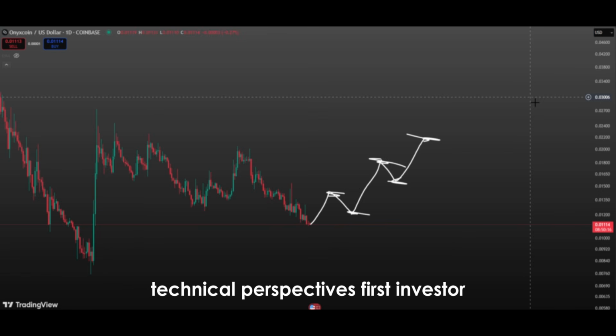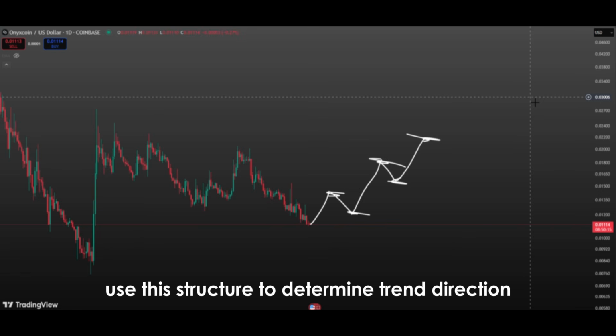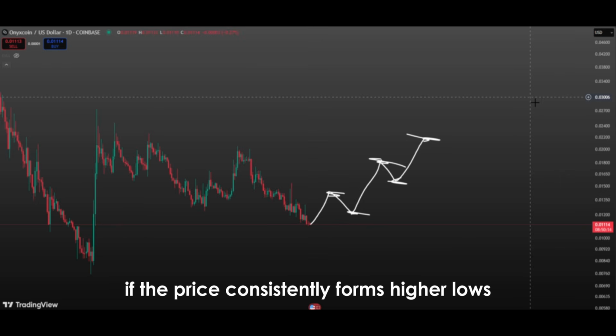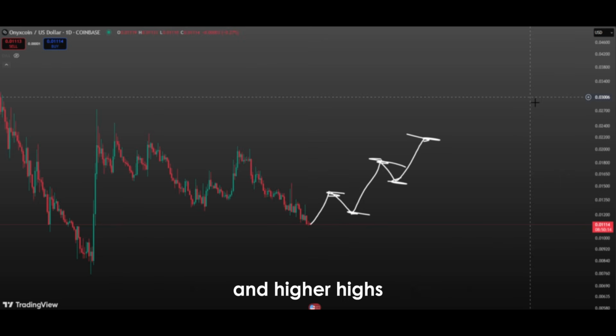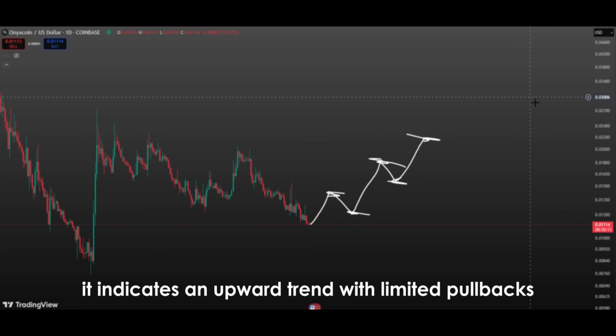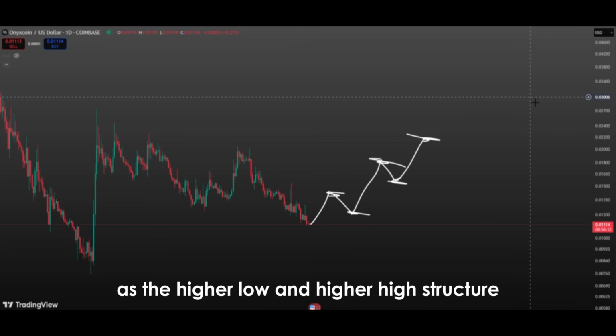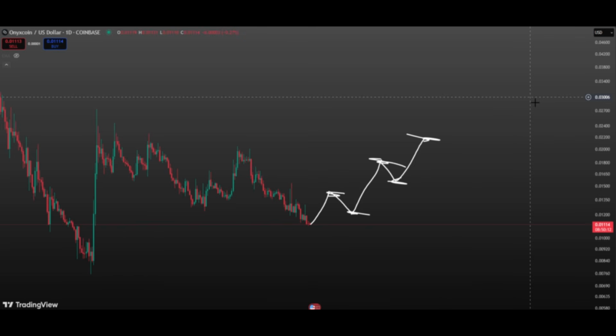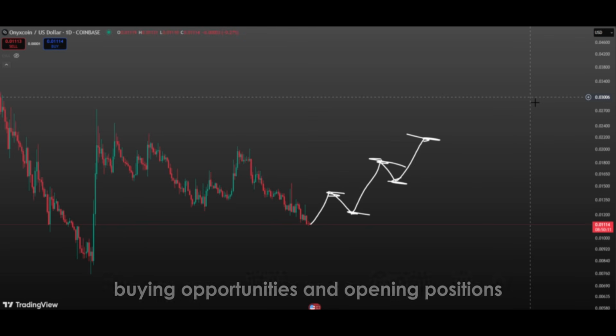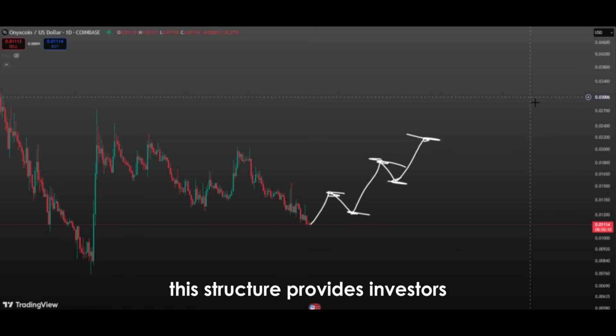When a market or asset chart shows higher lows and higher highs, it can be interpreted from multiple technical perspectives. First, investors and traders use this structure to determine trend direction. If the price consistently forms higher lows and higher highs, it indicates an upward trend with limited pullbacks. This is an important decision point for investors, as the higher low and higher high structure serves as a critical signal for timing buying opportunities and opening positions.